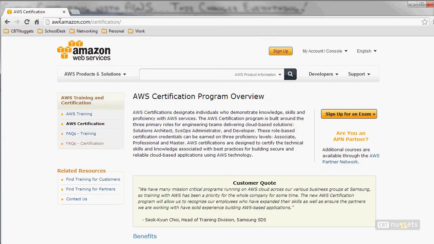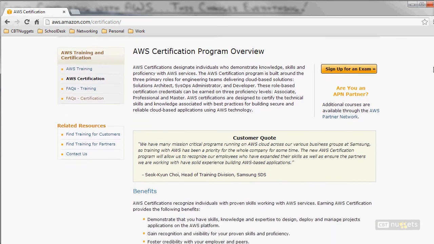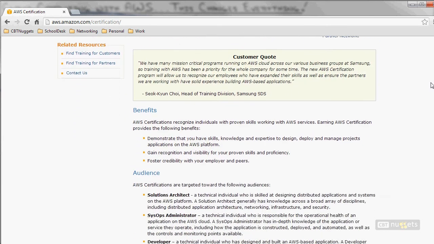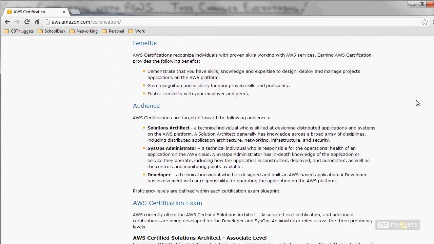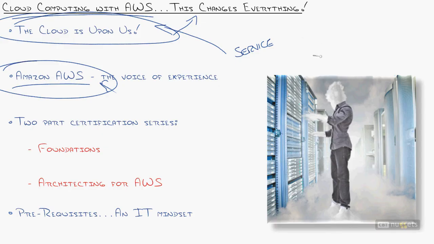So if you go to aws.amazon.com/certification, it'll take you straight to this page right here, which goes over kind of the overview, but I want to hone you into a few key things. First off, there are 3 tracks. Can I call them tracks, as in major roads that you could head down with AWS certification?